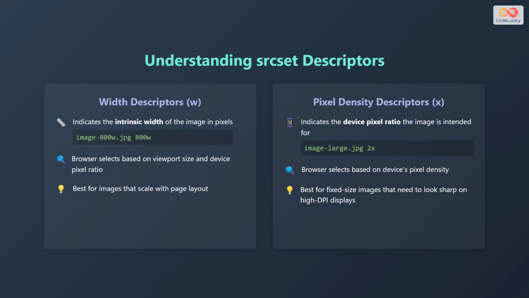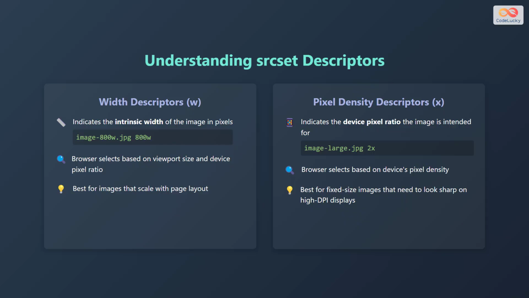Let's understand srcset descriptors, starting with width descriptors, denoted by w. Width descriptors indicate the intrinsic width of the image in pixels. For example, image-800w.jpg 800w tells the browser that the image is 800 pixels wide. The browser then selects the most appropriate image based on the viewport size and the device pixel ratio, making width descriptors ideal for images that scale with the page layout.